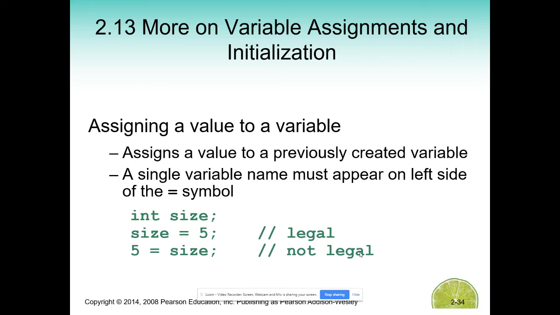So, assigning values to a variable. For a previously created variable, a single variable name must appear on the left side of the equal sign. So here you have int size, and then you have size equal to 5. You cannot assign the variable to a number, but a number to the variable on the left. Does that make sense?